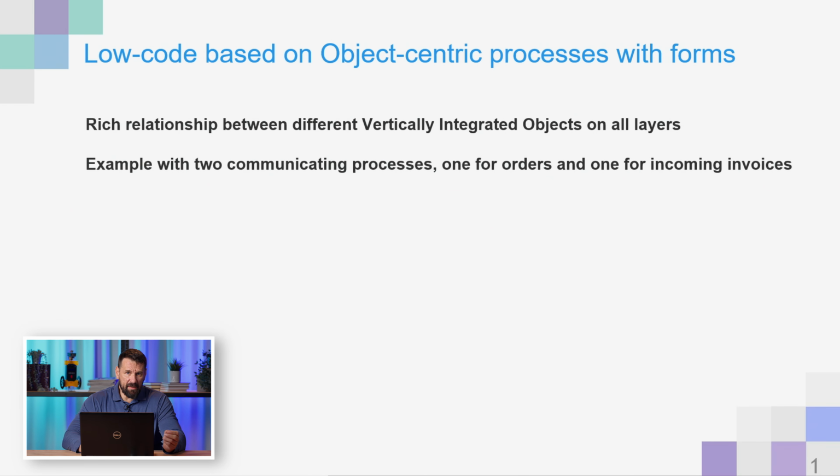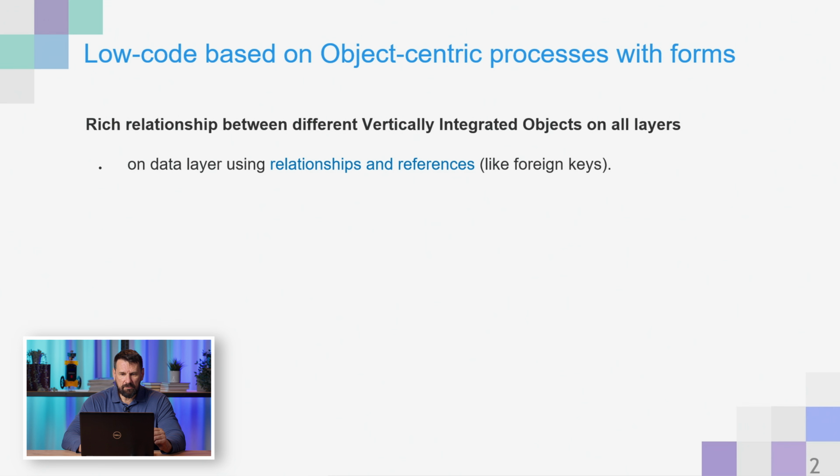As I said, we now have the running example, orders and invoices. And as we said, we will establish these three kinds of relationships, like on the data layer, relationships using references, very similar to foreign keys in SQL databases.